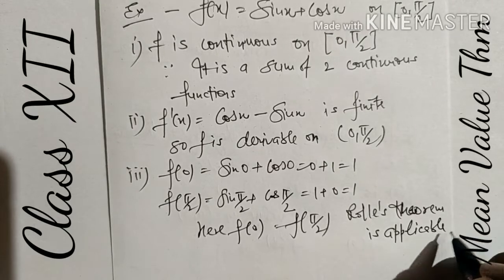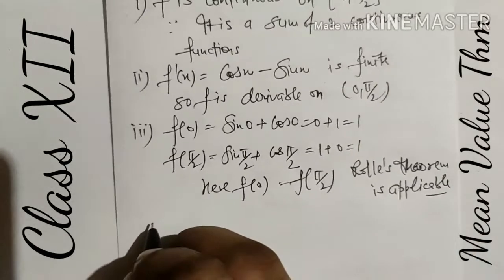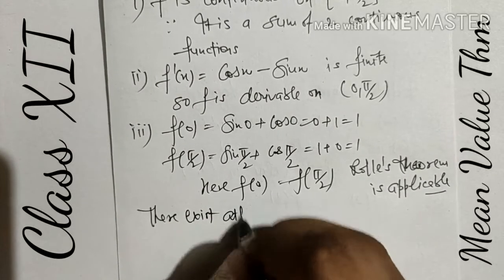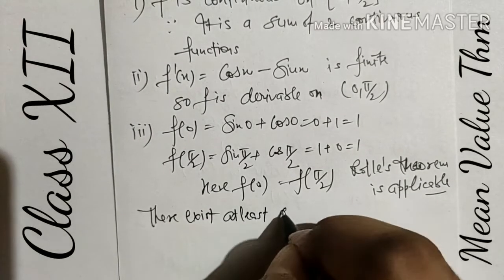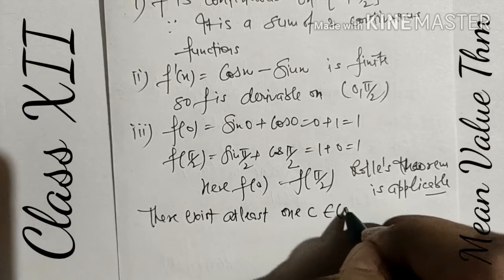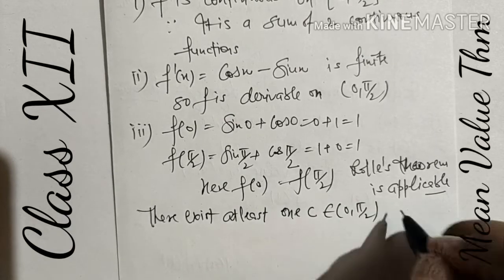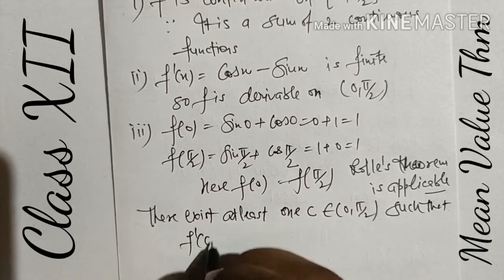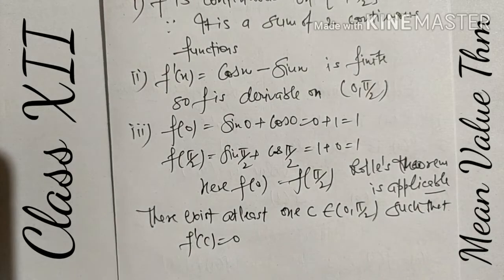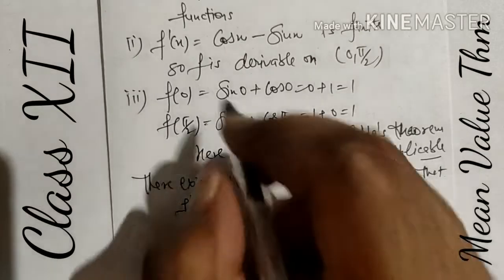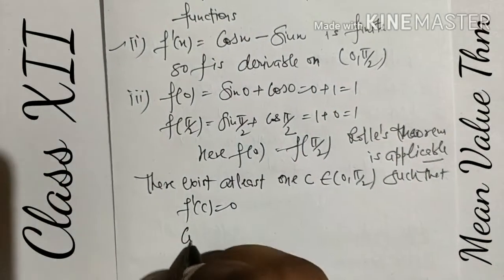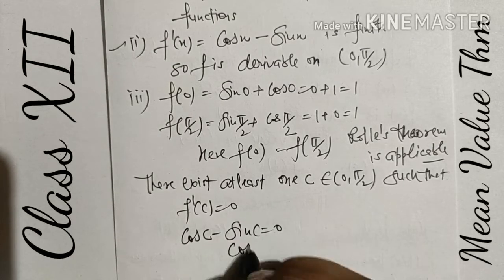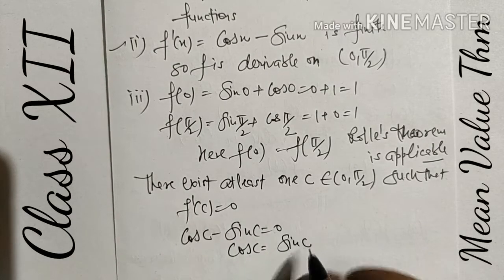According to Rolle's theorem, there exists at least one c belongs to open interval such that f dash c should be 0. F dash c, if we see from the first derivative, x replaced by c, cos c minus sin c is 0, means cos c is equal to sin c.